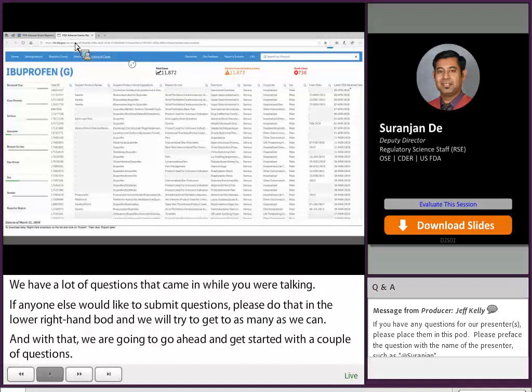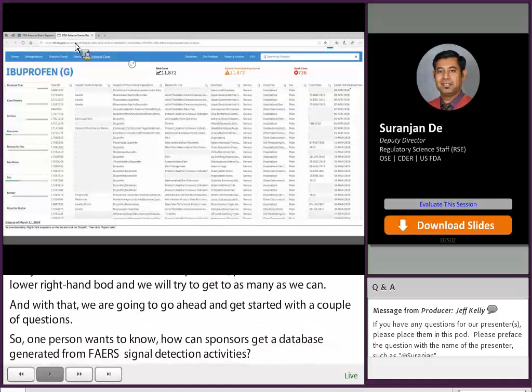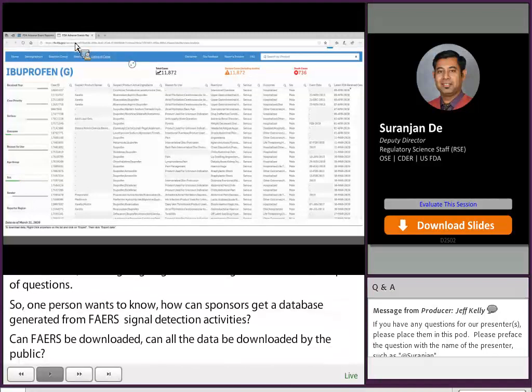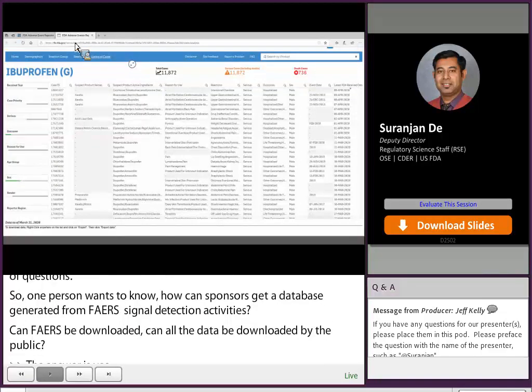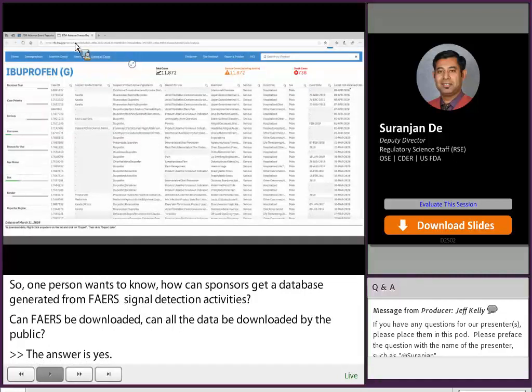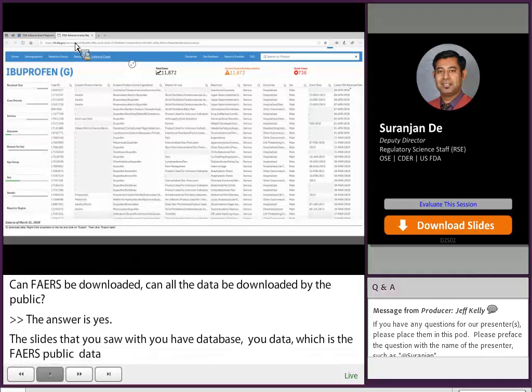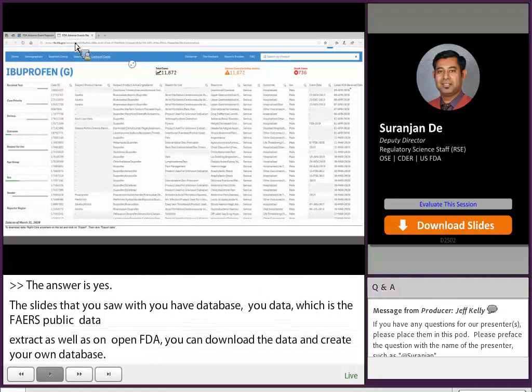And the answer is yes. At the slides which you saw, you have data which is the FAERS public quarterly data extract, as well as on OpenFDA. You can actually download the data and create your own database. Many organizations do that, and since data is updated every quarter, to start with, you can always get the whole set, and then as you go through quarter by quarter, you can download the data and update your database and do your signal detection.